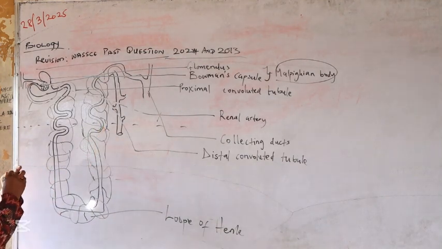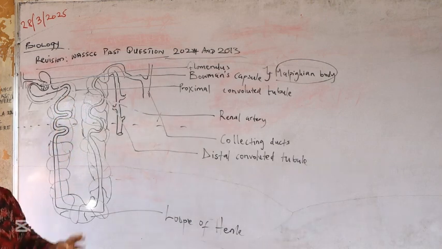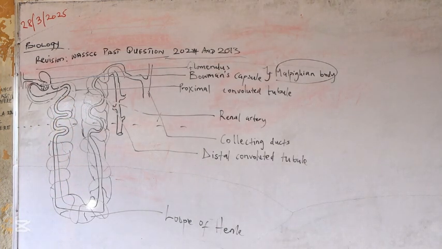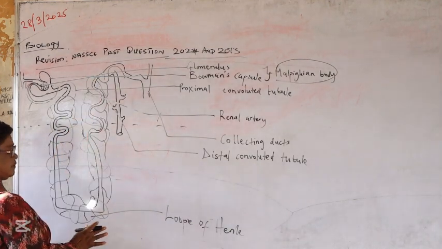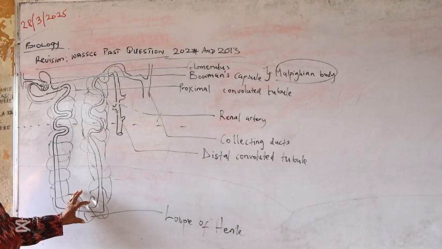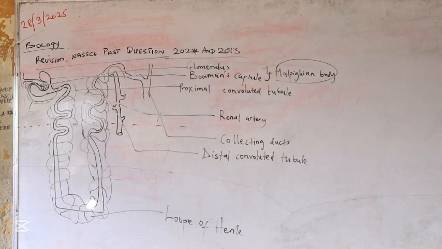You know, this comes from here. The Bowman capsule leads to the first convoluted tube, known as the proximal convoluted tubule, which leads to the U-shaped structure, the descending part, also known as the loop of Henle. From there it goes up, back inside the cortex, then moves up to another coiled tube called the distal convoluted tubule, which connects to a collecting duct, which finally joins the pelvis, and the pelvis connects to the ureter.